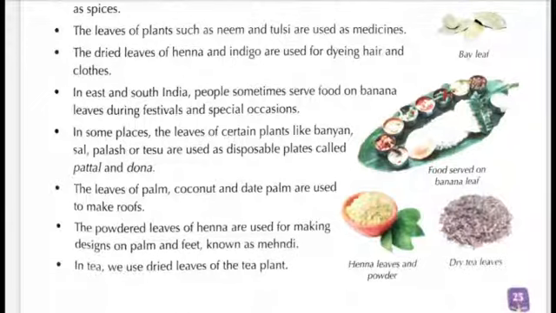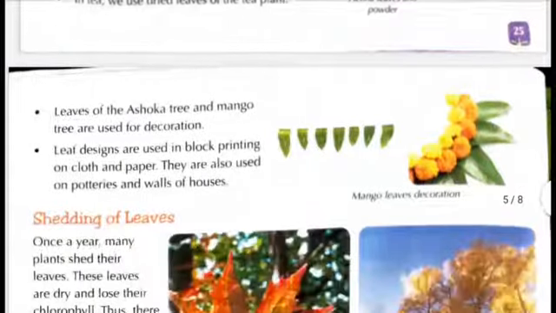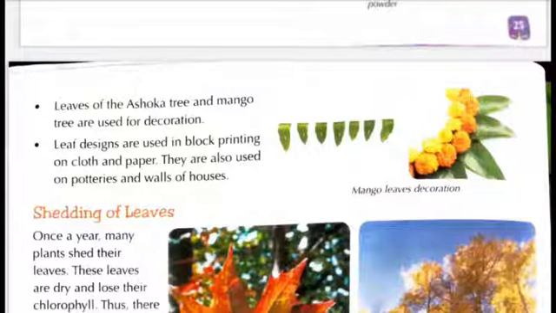The powdered leaves of henna are used for making designs on palms and feet, known as mehendi. In tea, we use dried leaves of the tea plant. Leaves of the asoka tree and mango tree are used for decoration. Leaf designs are used in block printing on cloth and paper. They are also used on potteries and walls of houses.